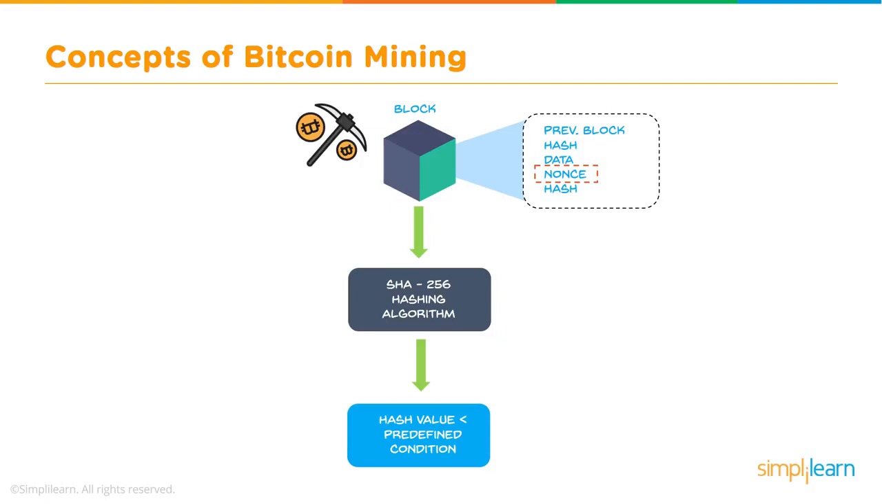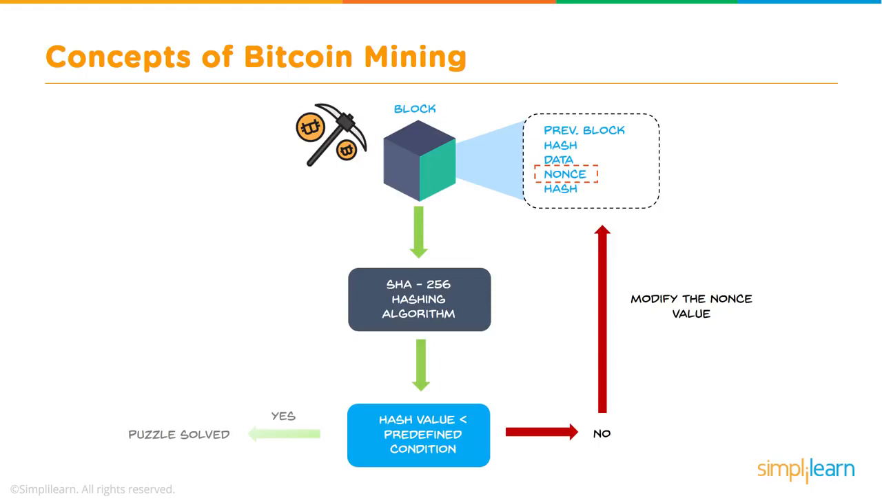You define the hash value. If it is less than the defined condition, the target, then the puzzle is deemed to be solved. And if not, then you keep on incrementing the nonce value and you repeat the SHA-256 hashing function, passing on the nonce value, and you generate the hash value again, and you keep doing this process until you get a hash value which is less than the target.